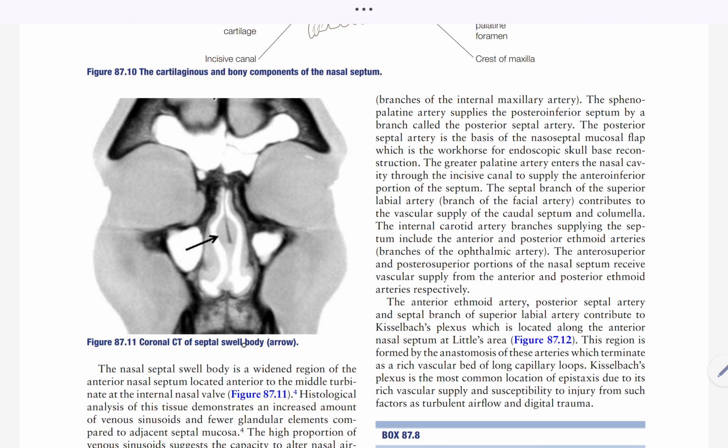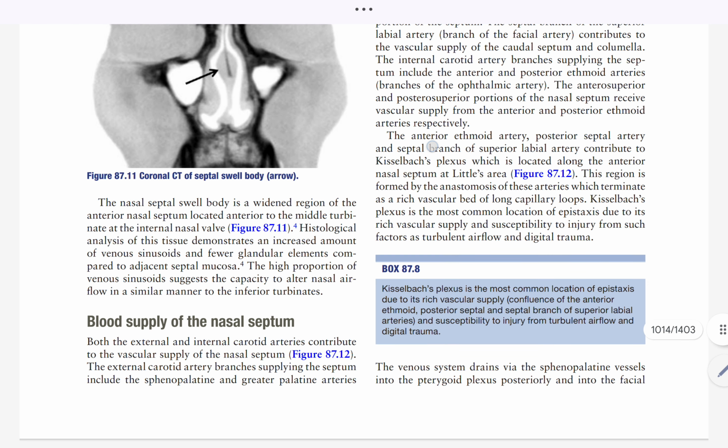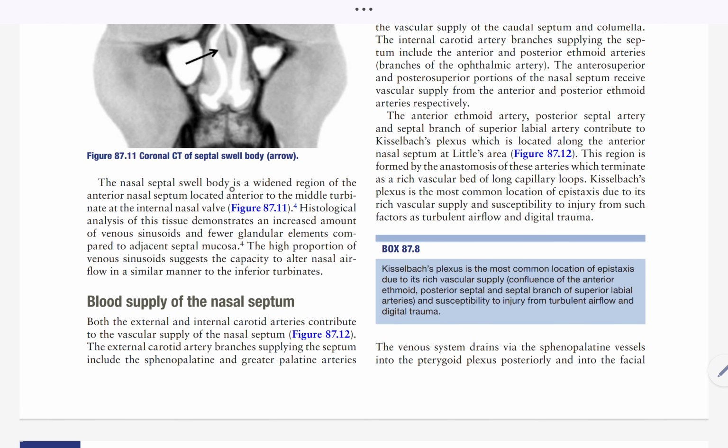Coronal CT of septal swell body shown by the arrow. The nasal septal swell body is a widened region of the anterior nasal septum located anterior to the middle turbinate at the internal nasal valve. The histological analysis of this tissue demonstrates an increased amount of venous sinusoids and fewer glandular elements compared to adjacent septal mucosa. The high proportion of venous sinusoids suggests the capacity to alter nasal airflow in a similar manner to the inferior turbinates.